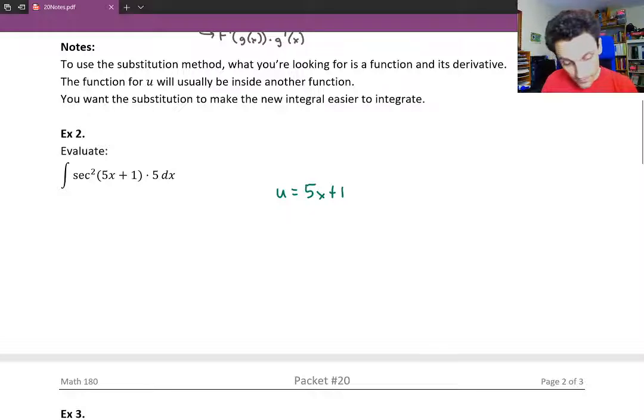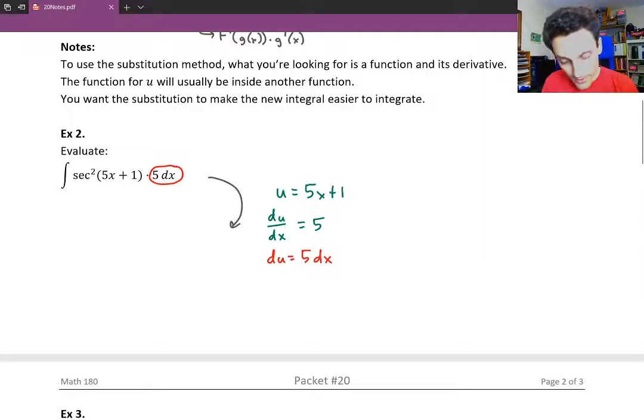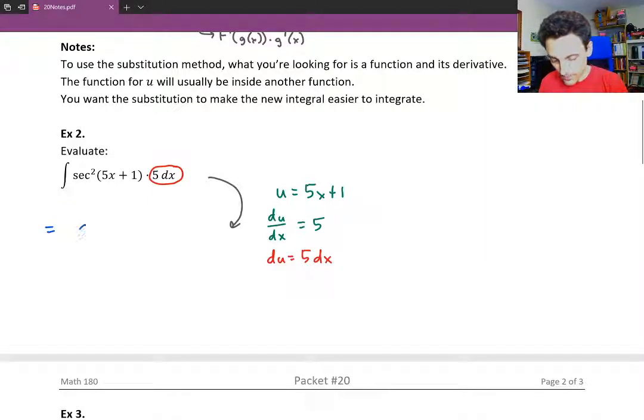Now, the derivative of this would be du dx equals 5. We can move the dx over to the right. So think about it as multiplying the dx to the right. And we get du equals 5 dx, which we see right there. There's a 5 dx. There's a 5 dx. So we can rewrite this whole integral all in terms of u. We've substituted the x's out, and we're going to write this all in terms of u. This will become secant squared u du.